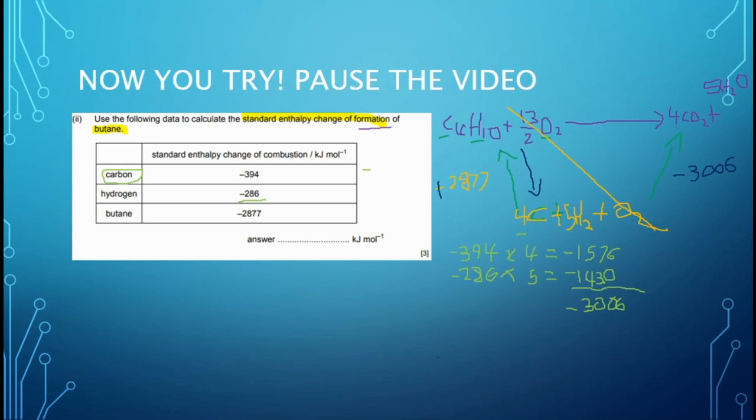So we should be able to do it now. Minus 2877, minus, sorry, it should be plus 2877 minus 3006, which equals minus 129, which is our answer.